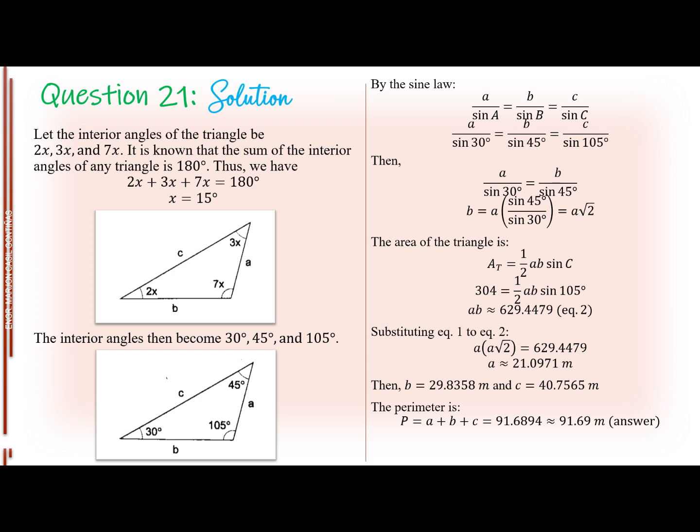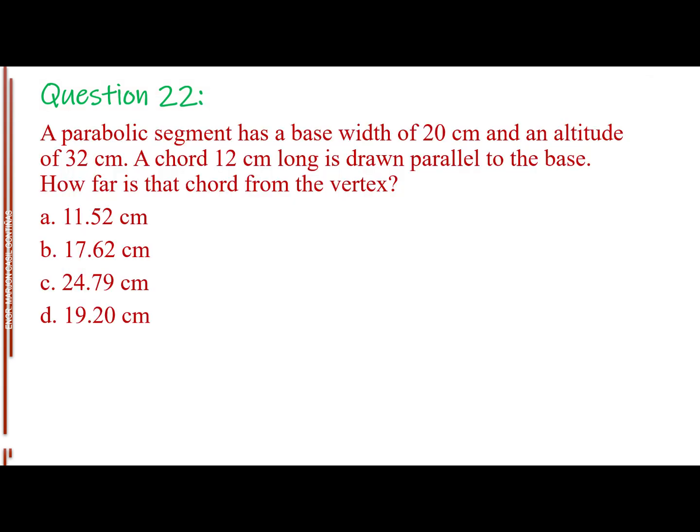Corrections are highly appreciated. Question number 22. A parabolic segment has a base width of 20 centimeters and an altitude of 32 centimeters. A chord 12 centimeters long is drawn parallel to the base. How far is that chord from the vertex? Letter A, 11.52 centimeters. Letter B, 17.62 centimeters. Letter C, 24.79 centimeters. Letter D, 19.20 centimeters. Your timer starts now.